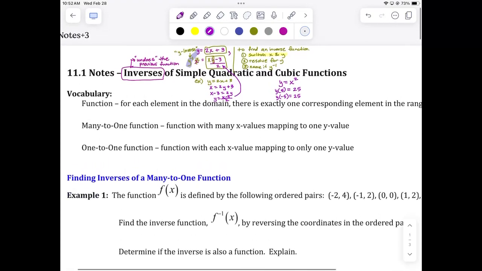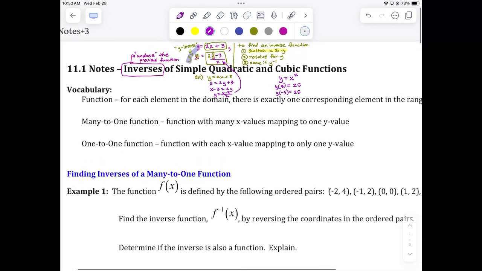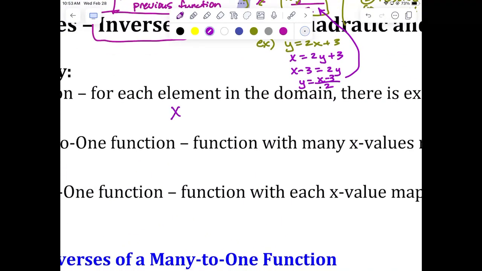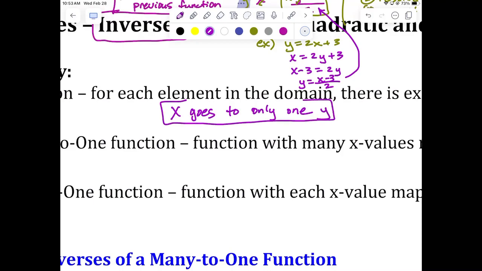A function, of course, you know what a function is. That means for each element in the domain x, there's only one corresponding element for y. So basically we have x goes to only one y. That's an easy way to remember it. Each x goes to only one y.